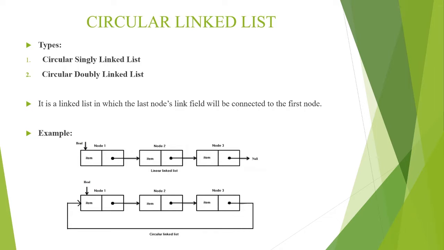The next type of linked list is circular linked list. It is of two types: circular singly linked list and circular doubly linked list. It is similar to singly and doubly linked list, but its last node's link field will be connected to the first node. In the diagrammatic example given here, there are three nodes. In singly linked list, the last node's link field is null. But in the circular linked list, the last node's link field is connected to first node.